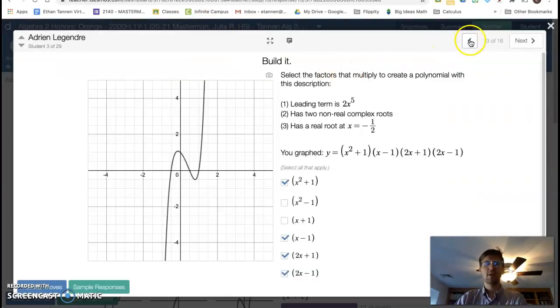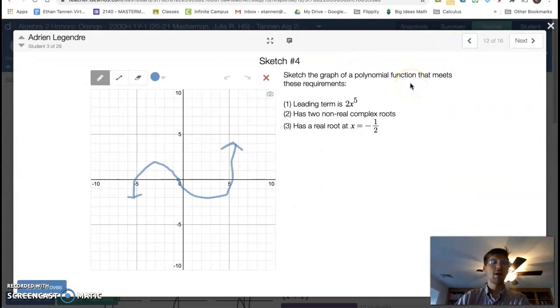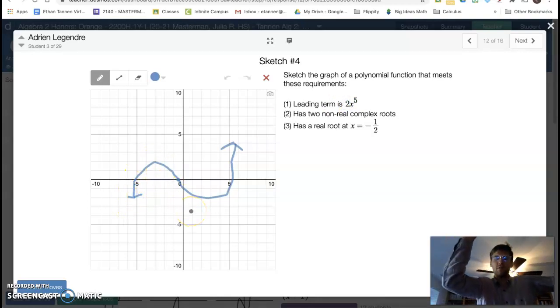So if I go here, this was Adrien Legendre, mathematician whose name was given to Haley. So this first question yesterday was saying, sketch a graph of a polynomial function that meets these three requirements. Leading term is 2x to the fifth. The reason they're telling us that is because now we know it's fifth degree, and it's a positive leading coefficient. So as Haley did here, the end behavior is down to up.